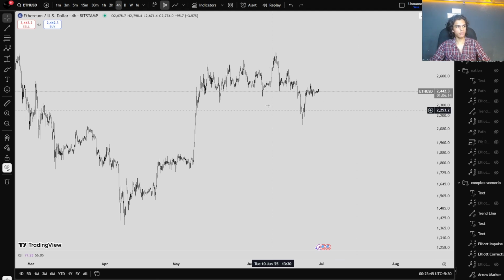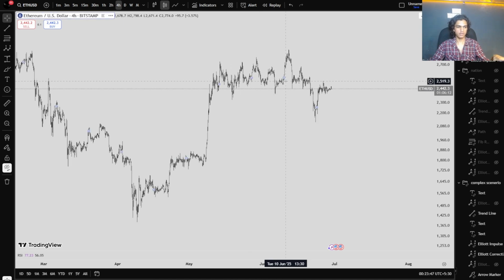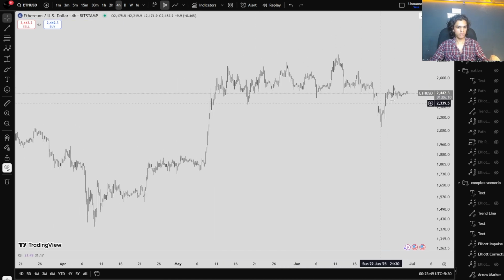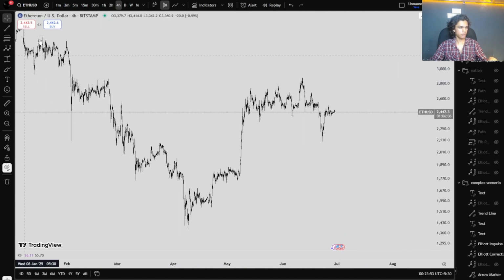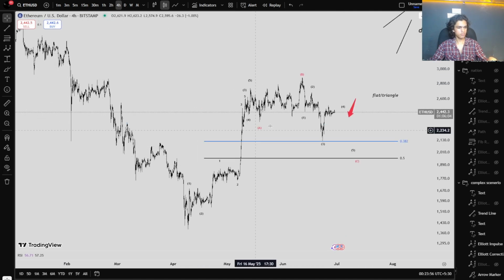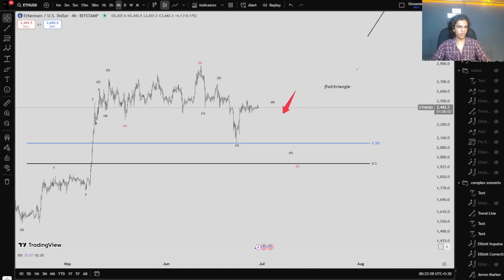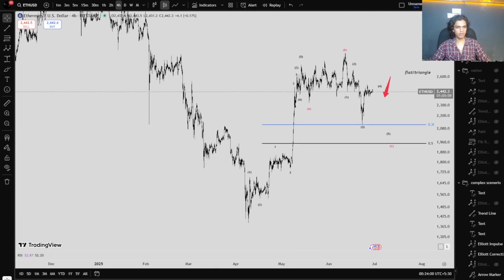So as you see, I'm on the Ethereum Bitstamp exchange here. Okay, so these are the counts that I've taken recently. I will update the counts here. So let me show you. We'll go through both Elliott and retail analysis.